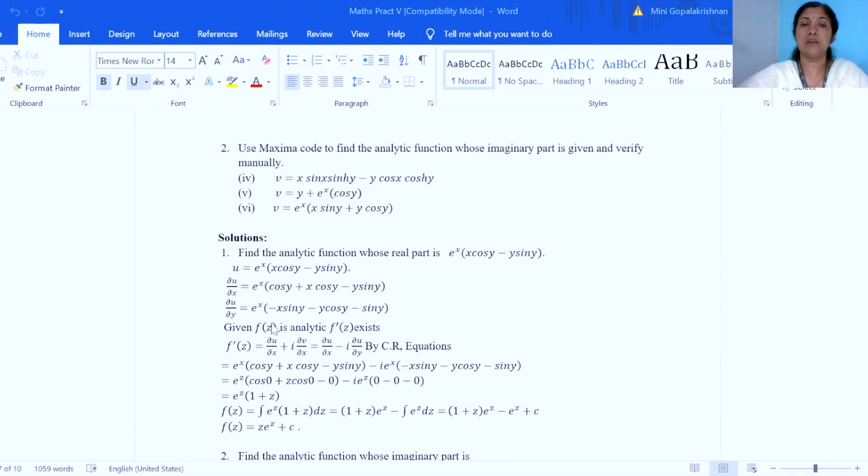Then to construct the analytic function, we start with f dash z. F dash z is given in the sufficient conditions of the Cauchy-Riemann equations as dou u by dou x plus i dou v by dou x. And now we have only u. We don't have v. So we replace dou v by dou x using the Cauchy-Riemann equations by its equivalent component in terms of u, which is minus dou u by dou y.